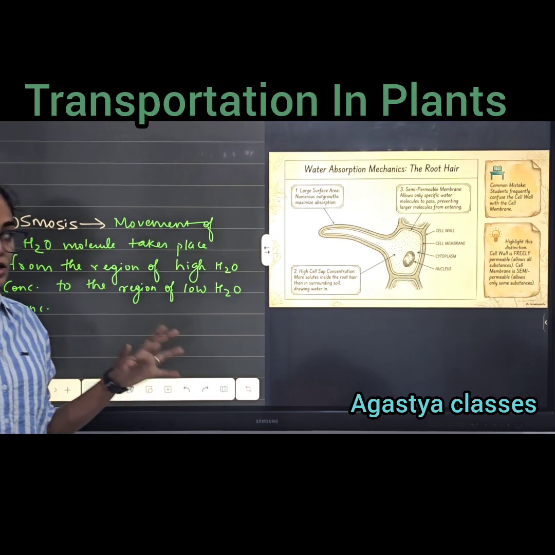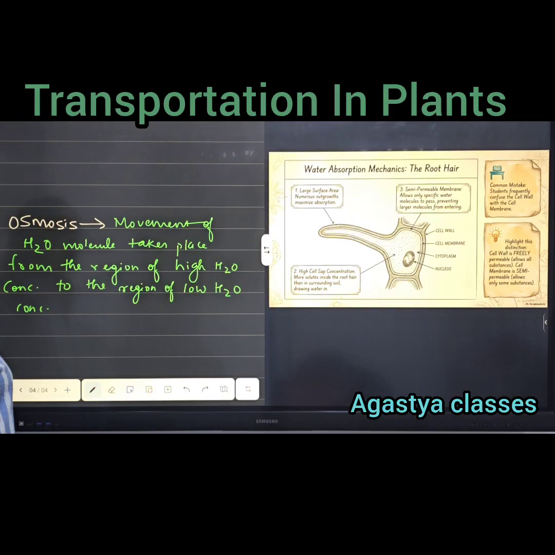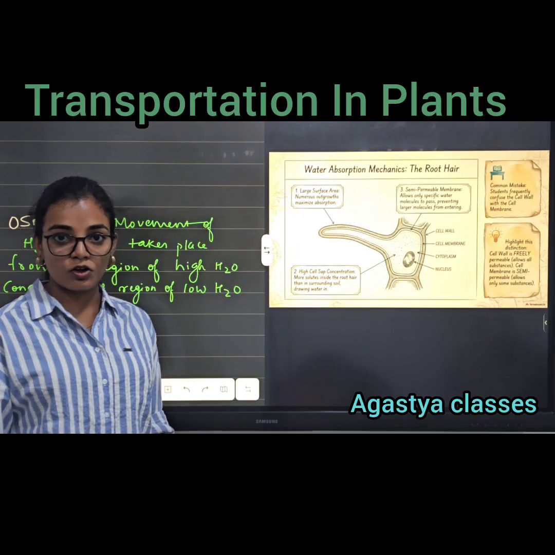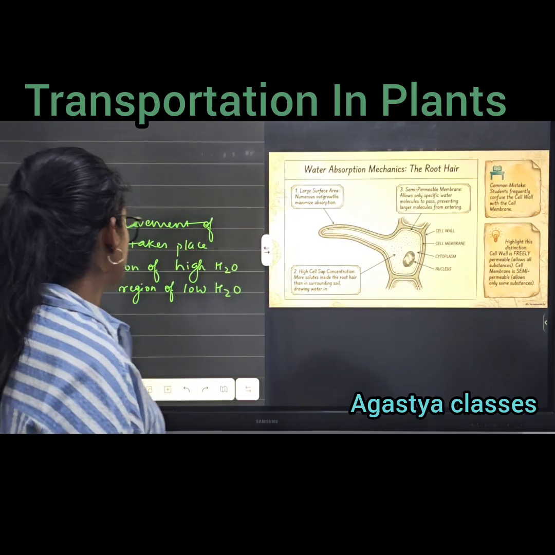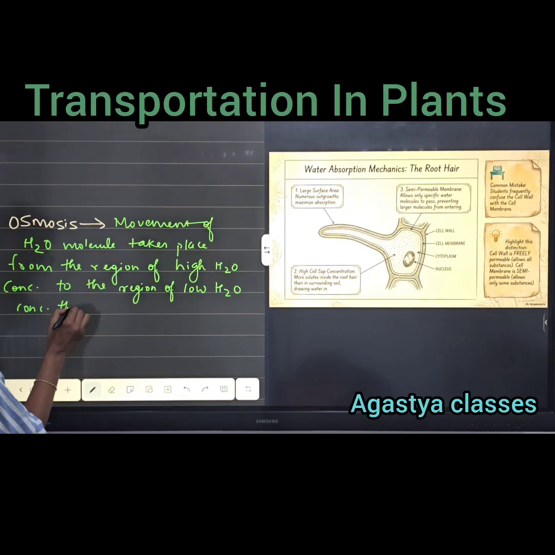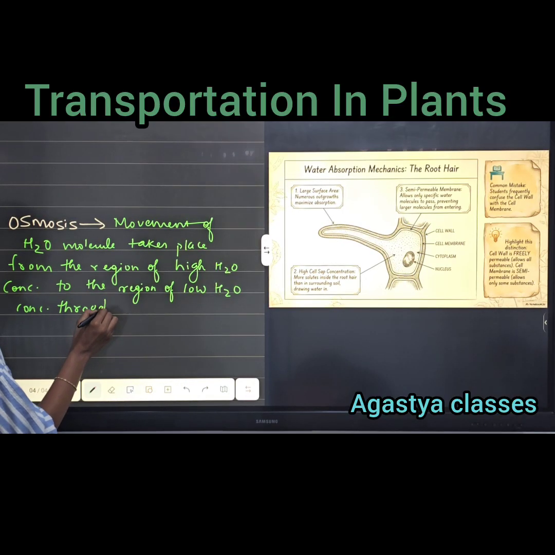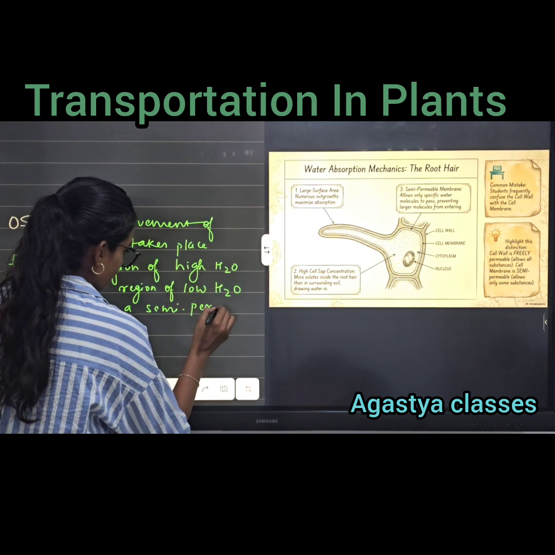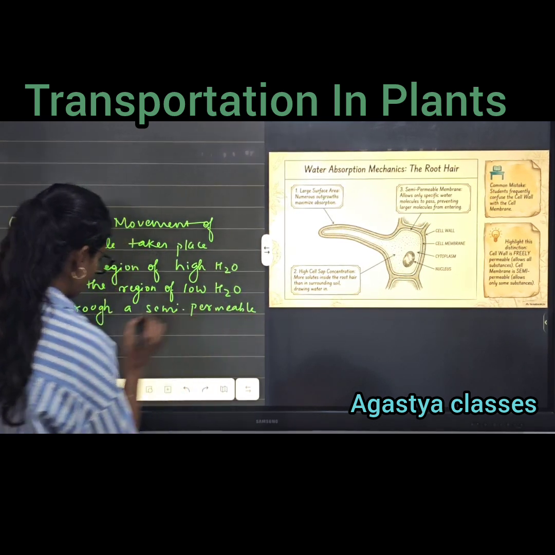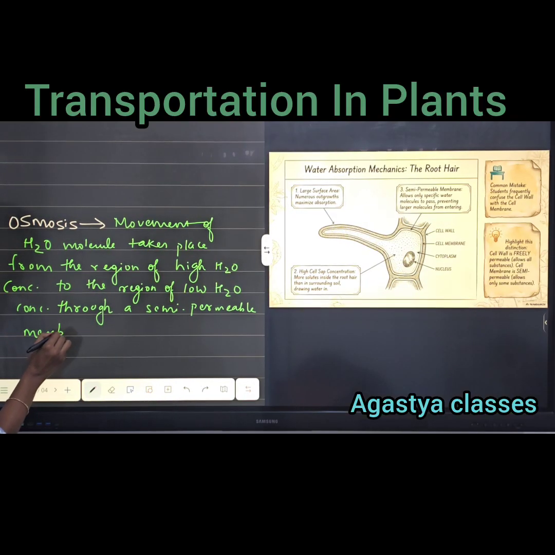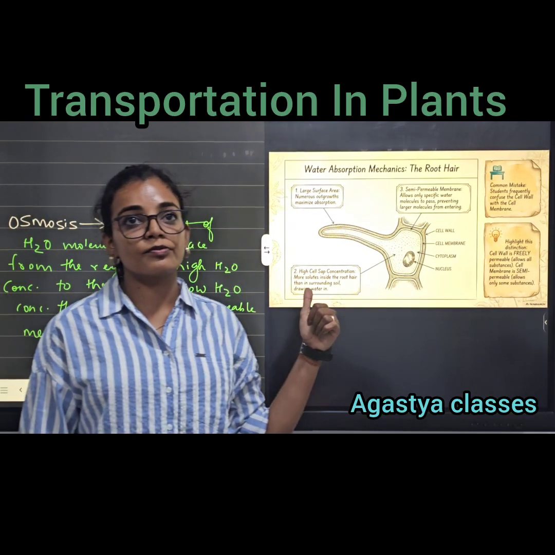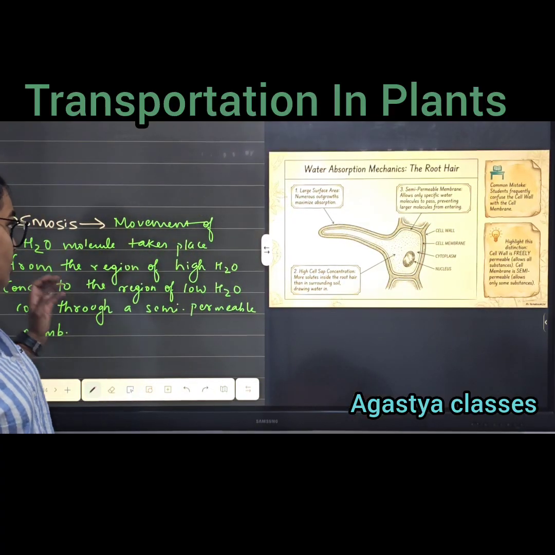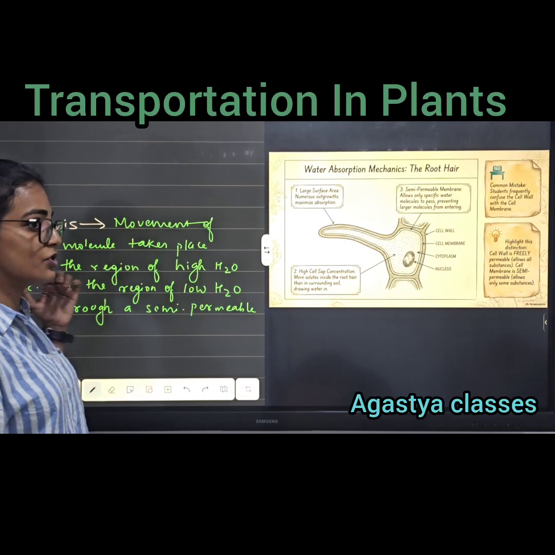What is osmosis? It is a process in which movement of water molecules takes place from the region of high water concentration to the region of low water concentration through, very important point, through a semi-permeable membrane. One of the most favorite questions from the examiner in the examination: what is osmosis? So this definition is very important.